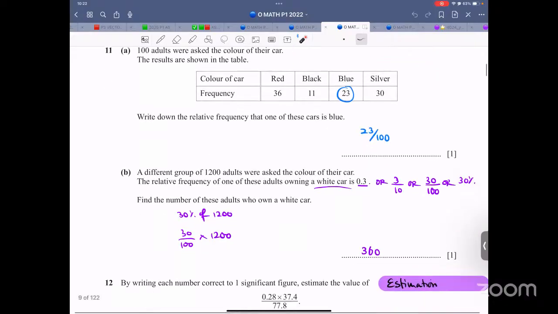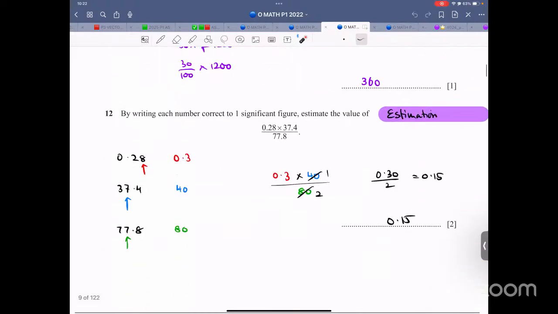Now, this question, coincidentally, we already did this. The next question is about estimation. People ask a lot of things about this. It says, by writing each number correct to one significant figure, estimate the value of this. So 0.28 will be written as 0.3. 37.4, one significant figure, so focus on the second significant figure.